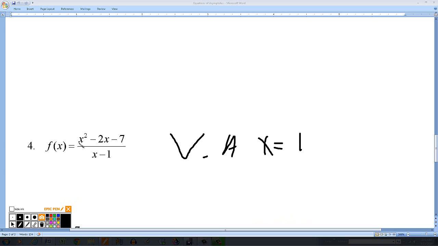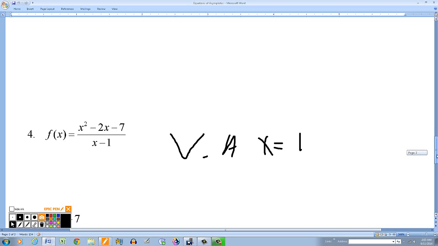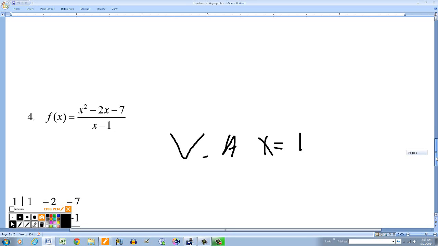Now, I mentioned it has an oblique asymptote because the degree of the numerator is 1 more than the degree of the denominator. So how do we get the oblique asymptote if we have one? Again, if the degree of the numerator is 1 more than the degree of the denominator, we have an oblique or slant asymptote. Well, what you do is you divide the denominator into the numerator. You can use synthetic division.